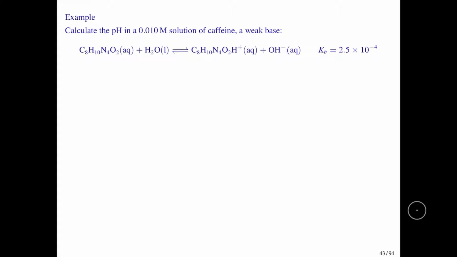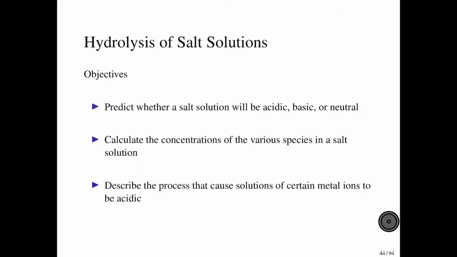Here's an example of a base ionization reaction, this one for caffeine, where because Kb is larger, you really can't get away with using the approximation, so you need the quadratic equation. So I'll leave this one as an exercise for you to look at. And we'll stop the video here.